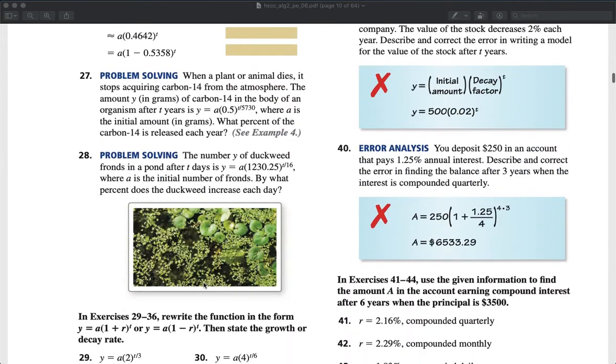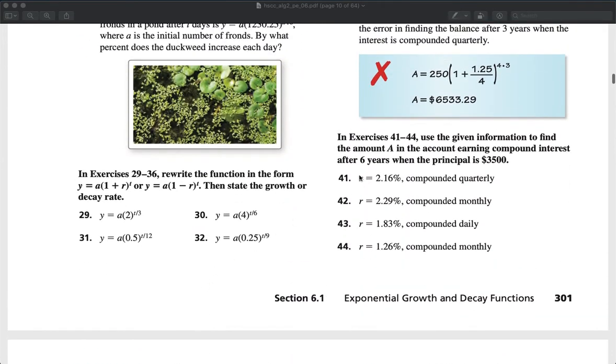Now let's go towards your homework. Your homework is only going to be 4 problems, exercises 41 through 44. Use the given information to find the amount A in the account earning compound interest after 6 years when the principal is 3,500. So you already know that P is 3,500 for all 4 problems. T equals 6. Pretty easy. What is R? R is 2.16 in this problem, 2.29, and so on. Different R's in every problem. You do have to change them to decimals.